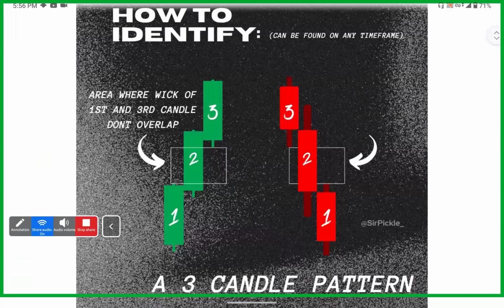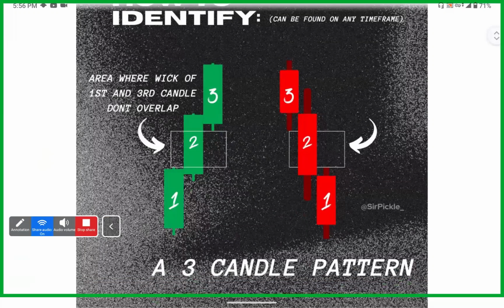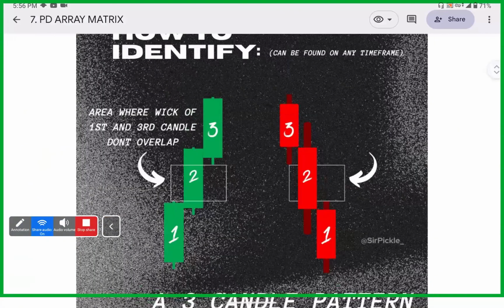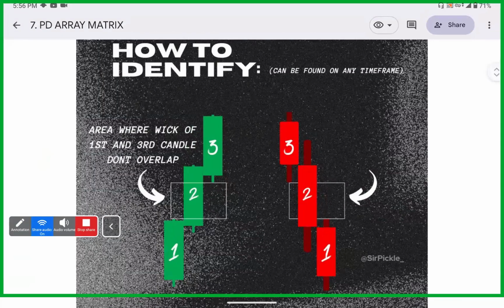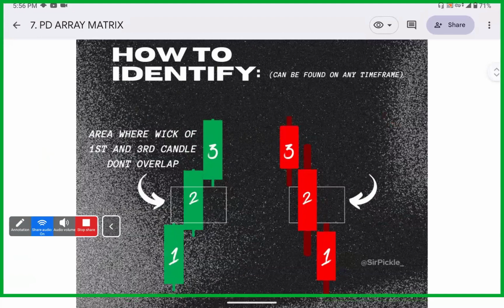A fair value gap, according to this illustration, is a term used to describe an area of inefficiency or imbalance in the price of an asset in the market. These inefficiencies can be caused by buying and selling aggressiveness. Price usually reacts from them when revisited. Fair value gaps are also known as displacement and imbalances, just different terms, you get?